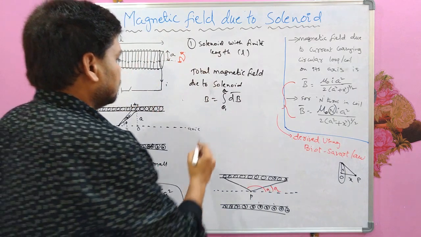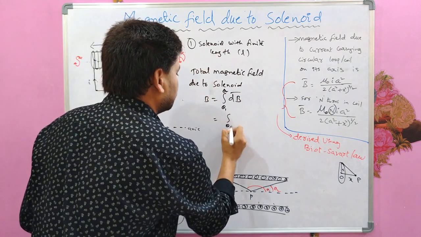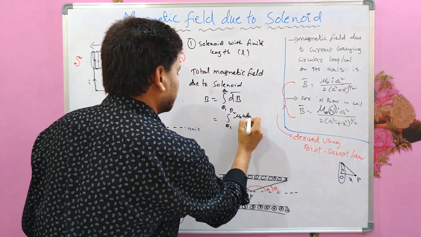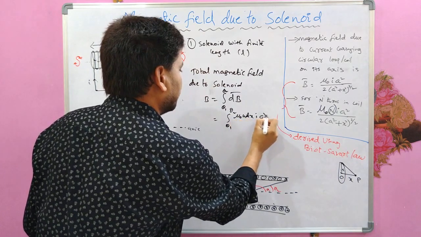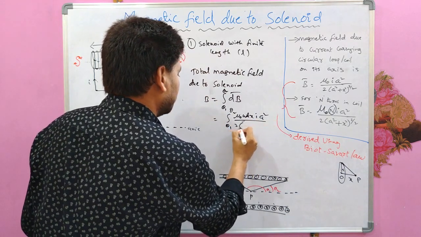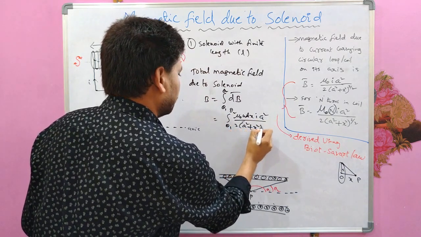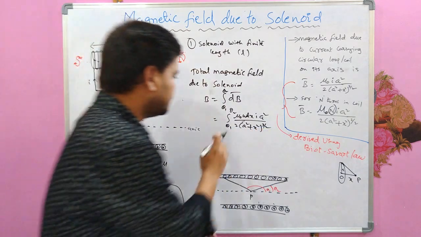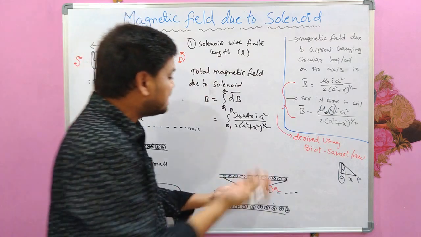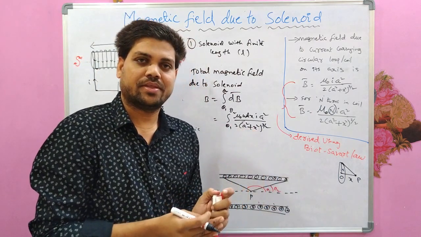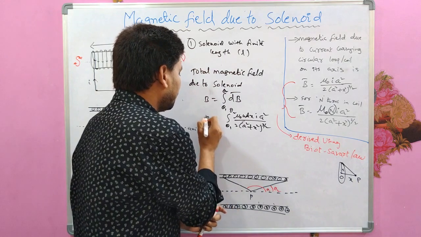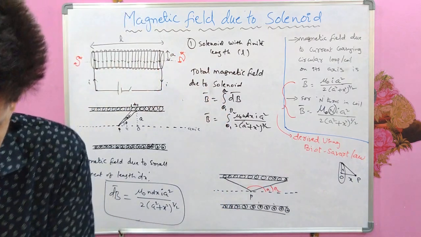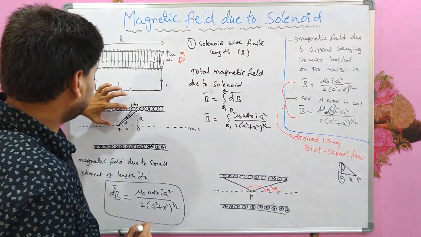Okay, so theta 1 to theta 2, mu naught n i and ndx i a square by 2 into (a square plus x square) whole power 3 by 2. Okay, we have taken limits theta 1 to theta 2. But where is theta in the formula? The theta you can write in the formula using this.